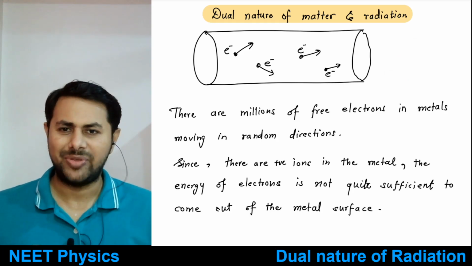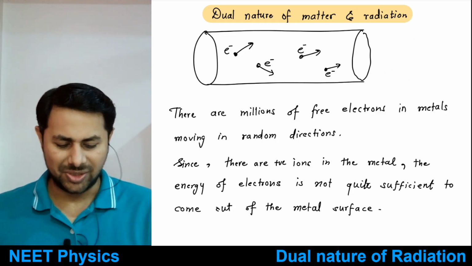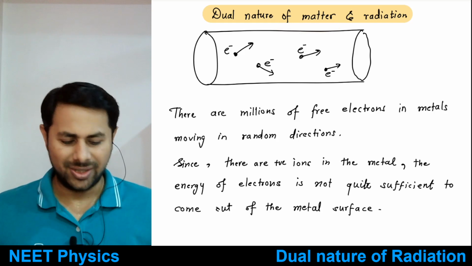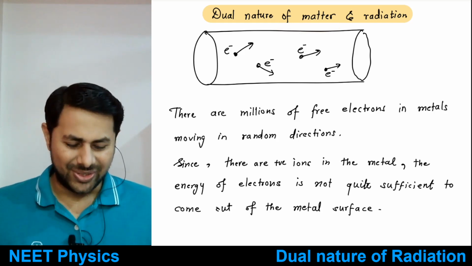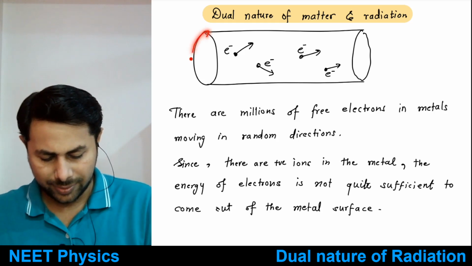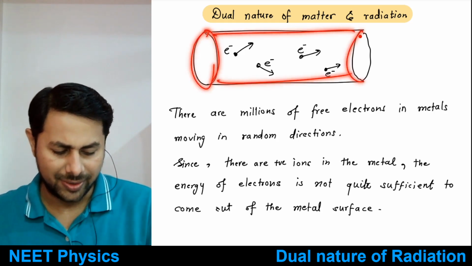So let us begin with this next chapter, that is dual nature of matter and radiation. This is an interesting chapter. All right, so let's begin with this. Consider this metal wire.